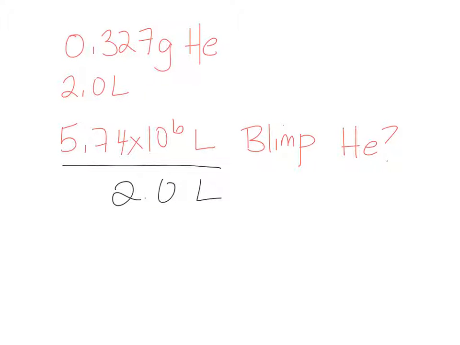How many times does a 2-liter balloon fit into a blimp? So you take the volume of the blimp, divide it by the volume of the balloon. And what number do you get? It's a pretty big number. What'd you get? 2,870,000. That number? No. One more zero. Times that by your answer from A.